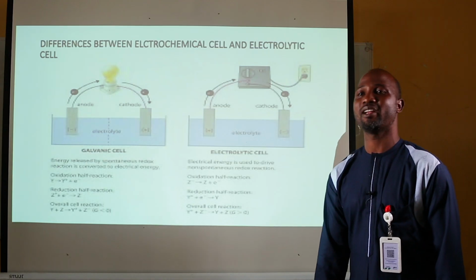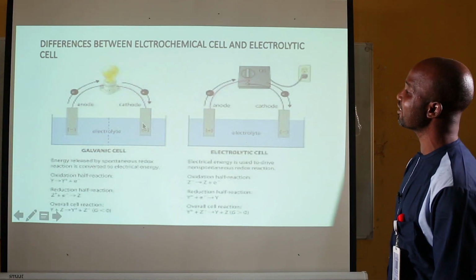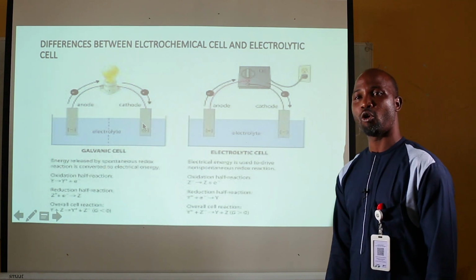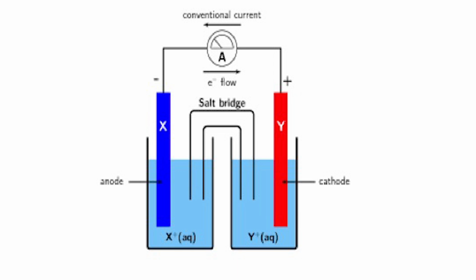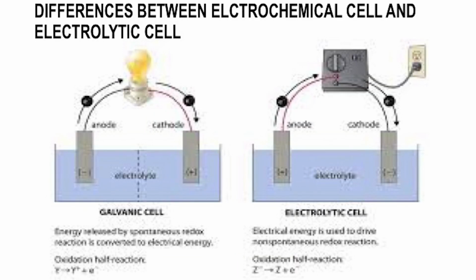There's a basic difference between the electrochemical cell and the electrolytic cell. One of the differences is the fact that the electrochemical cell is made up of a salt bridge or a porous partition that allows the transfer of ions, and the electrolytic cell does not have this salt bridge or porous partition. But of course, the electrolytic cell has a positively charged anode and negatively charged cathode, while the electrochemical cell has a negatively charged anode and a positively charged cathode.